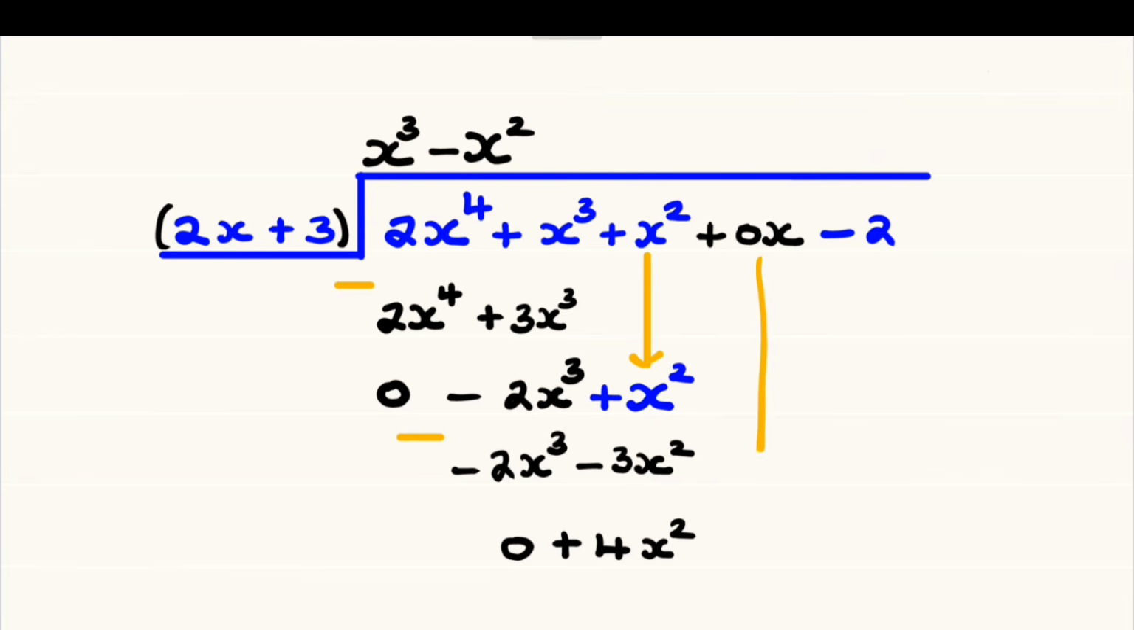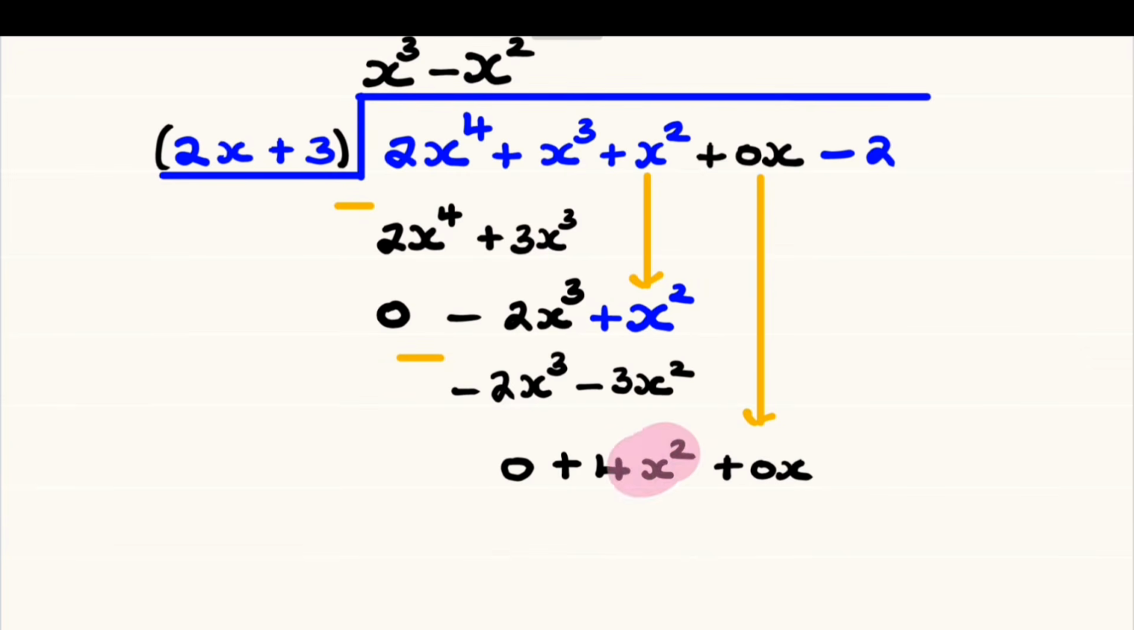And we bring down the 0x. So it's essential that we include the 0x. So we include the 0x. From here we have the 4x squared divided by 2x, which will be equal positive 2x.